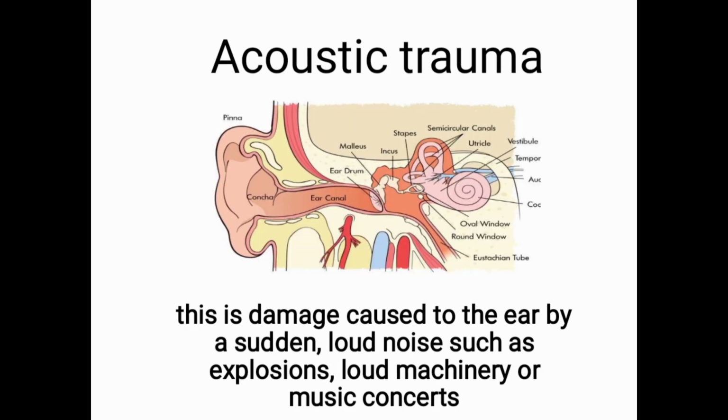Acoustic trauma. This is damage caused to the ear by a sudden, loud noise such as an explosion, loud machinery, or a music concert. The injury or damage is to the hearing mechanisms located in the inner ear. The injury can be related to one very loud noise such as an explosion, or to exposure over a long period of time to lower volume loud noise such as machinery.